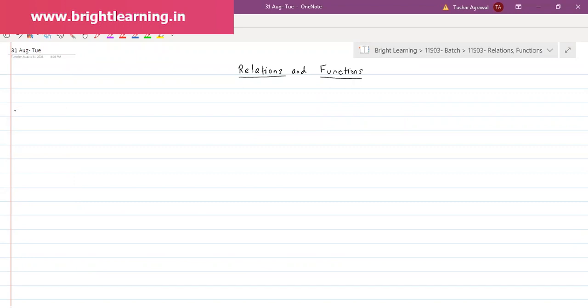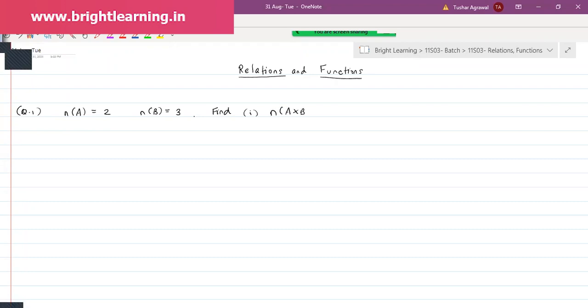Domain and range of a relation. So first is find, and second find number of relations from A to B. I'm interested in the second answer. To get that second answer, first answer should serve as a hint.